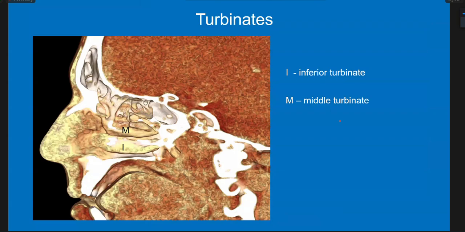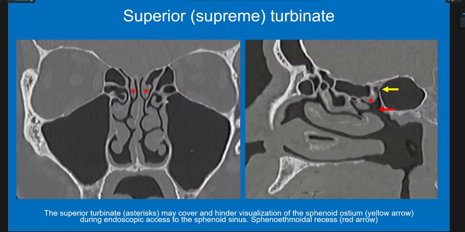On the sagittal perspective, again, you can see here the floor of the nasal cavity. You have the inferior turbinate and the middle turbinate. There's also such a thing as a superior turbinate, and you can see it here. So the inferior, the middle, and the superior turbinate. It is relevant because it can cover the sphenoid ostium in terms of accessing the sphenoid. This structure can actually cover the ostium, and they'll have to put it on the side, retract it, so they can see the ostium.